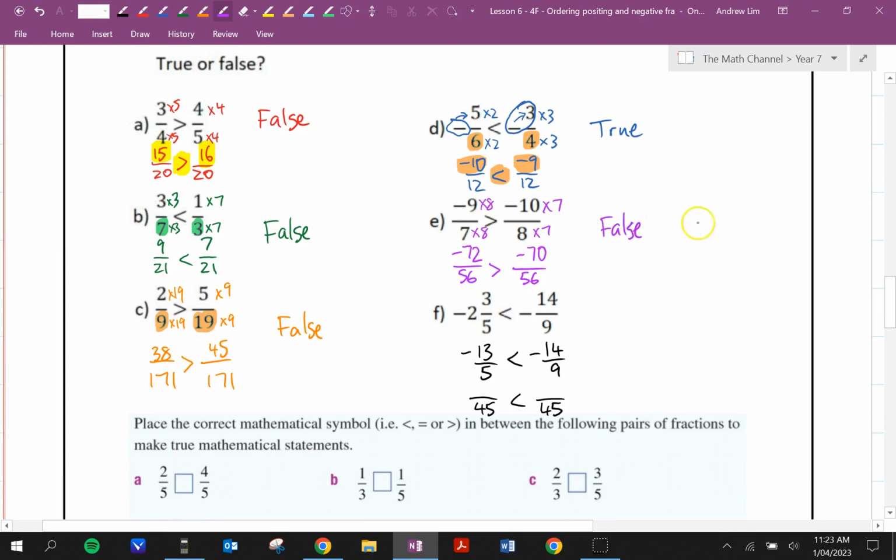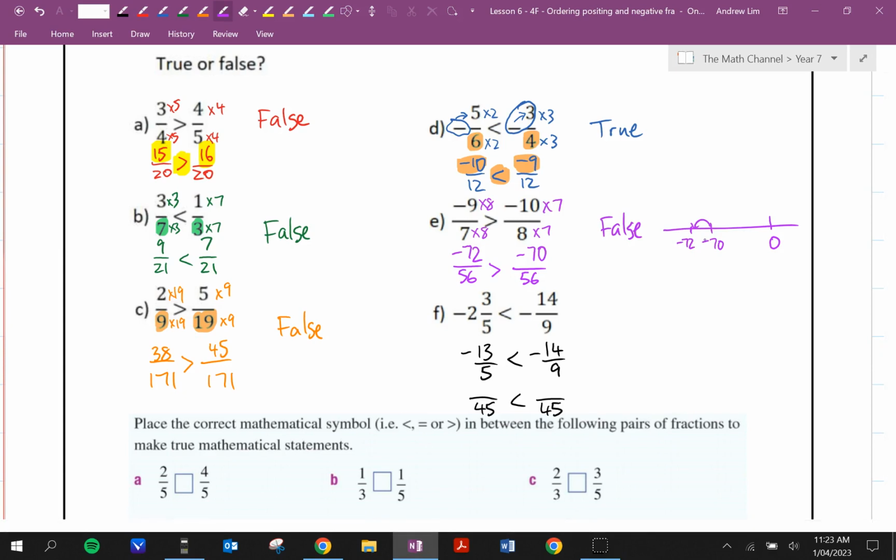Okay, so remember, on the number line, this is 0. Negative 70 is all the way over here, but negative 72 is to the left of that. So technically, negative 72 is less than negative 70. So the arrow should be pointing at the negative 72.